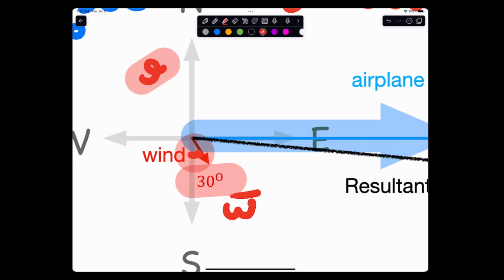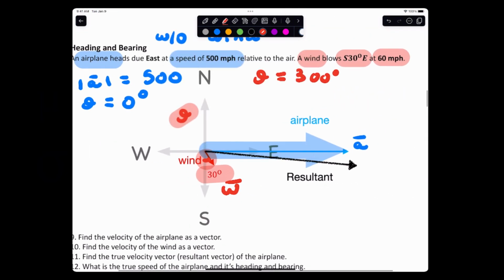How do we know that's 300? 270 plus 30? Outstanding. So it's 270 plus 30. Good job. So that's 300. What's the length of that vector, which is the magnitude of your wind? What's that going to be? 60.